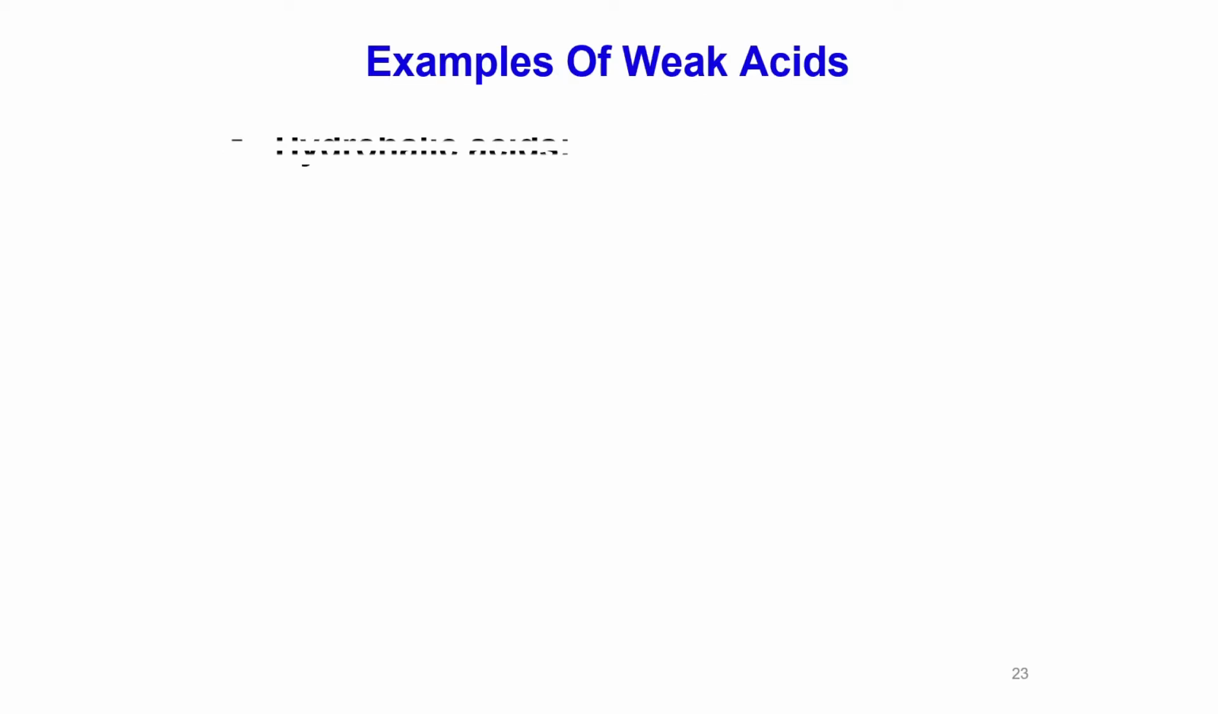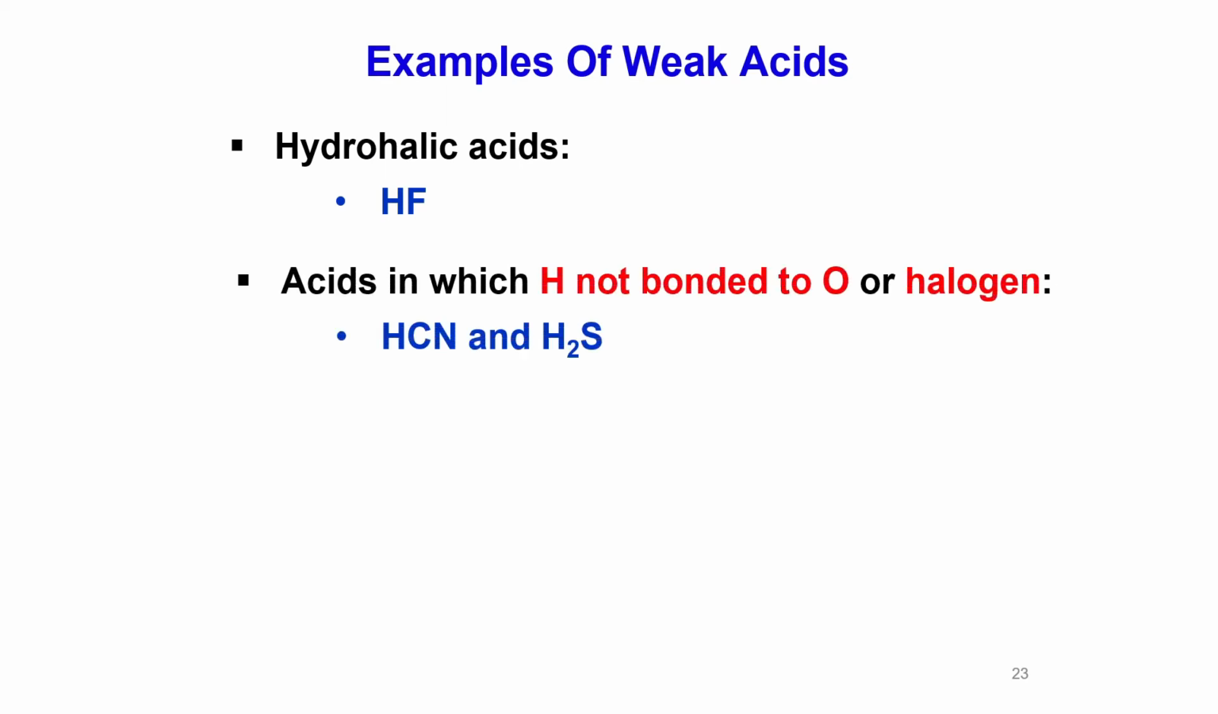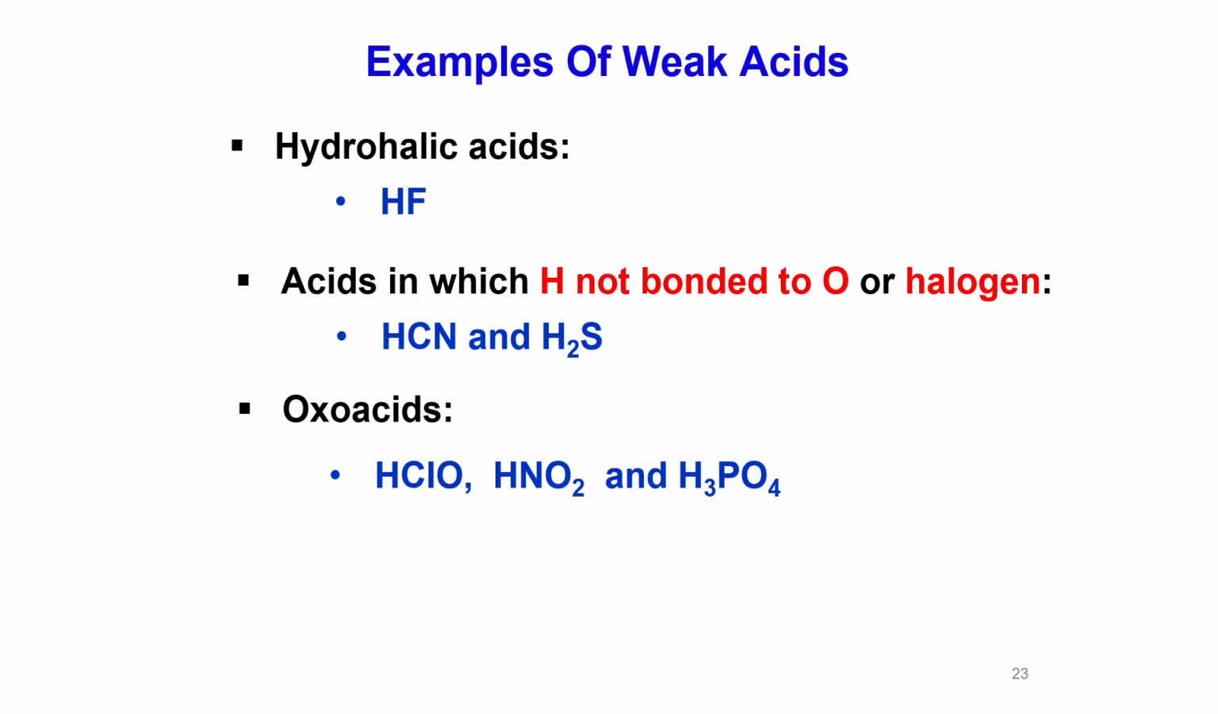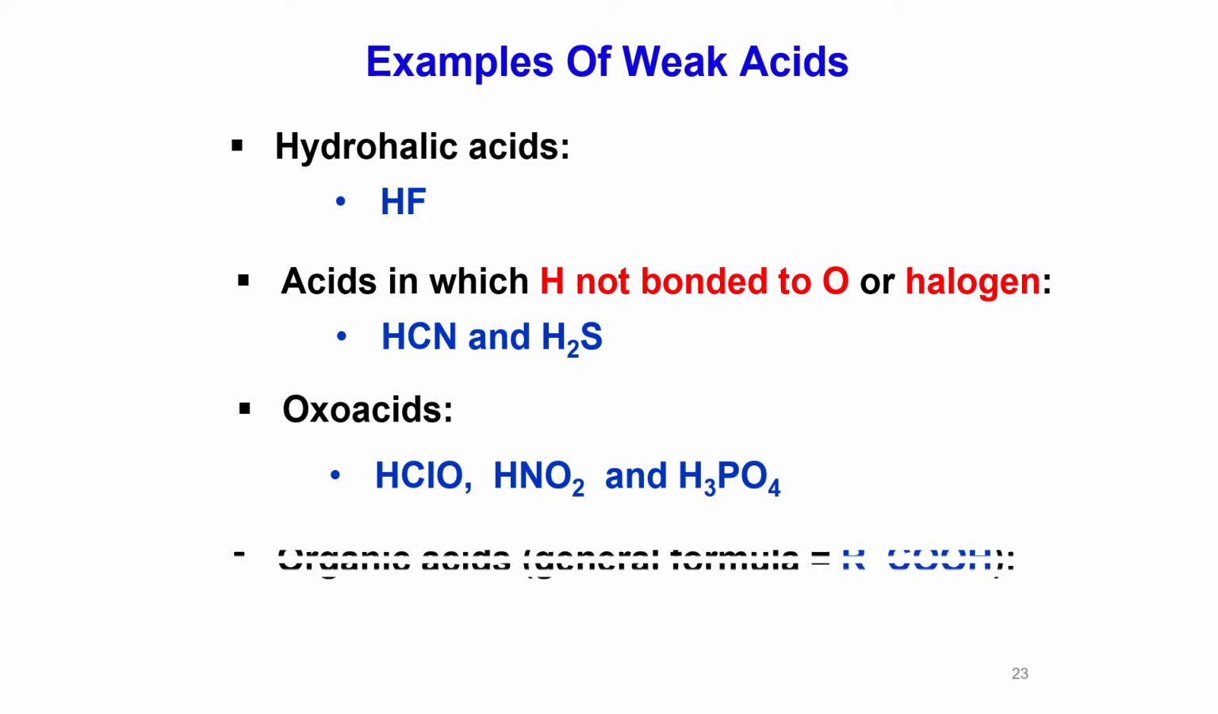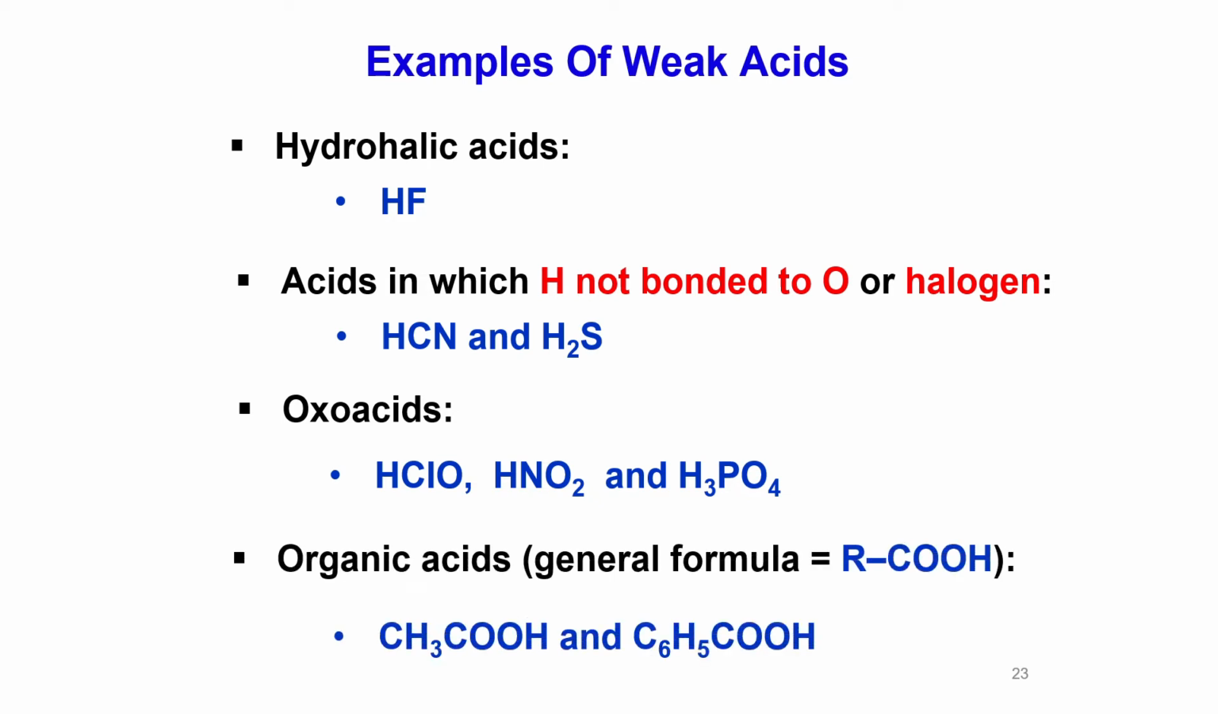So examples of weak acid: hydrohalic acid, HF; acids in which hydrogen is not bonded to oxygen or halogen, such as HCN and H2S; oxoacids such as HClO, HNO2 and H3PO4; and organic acids, which have the general formula RCOOH, such as methanoic acid and benzoic acid.